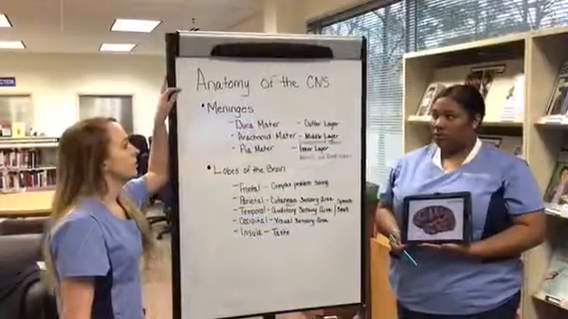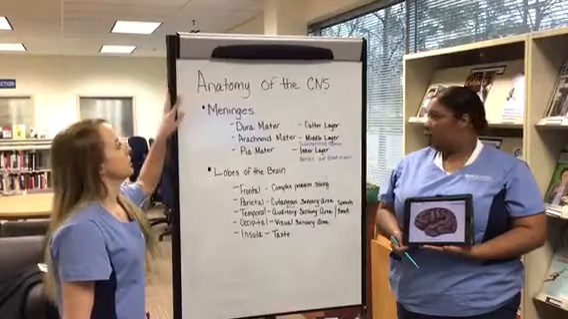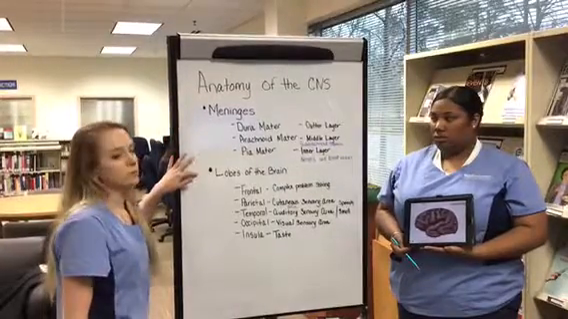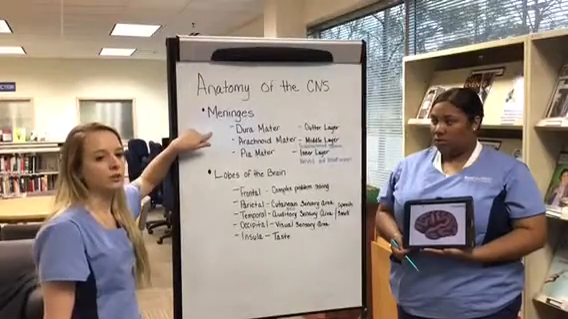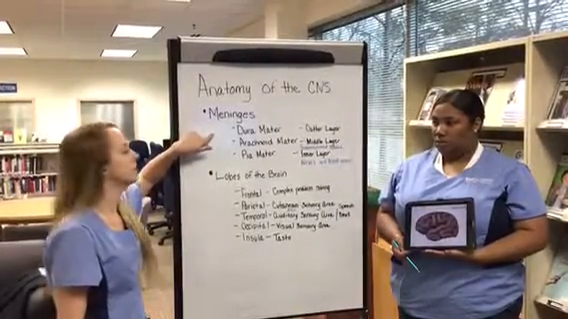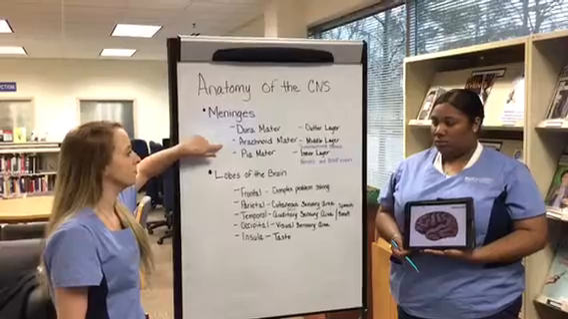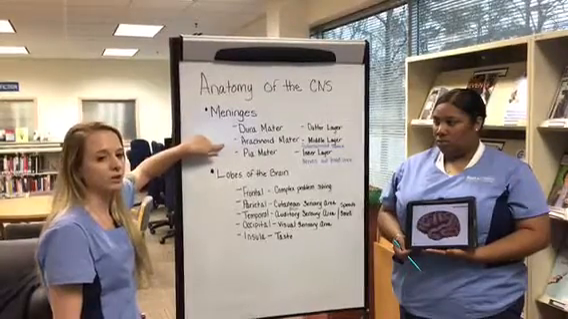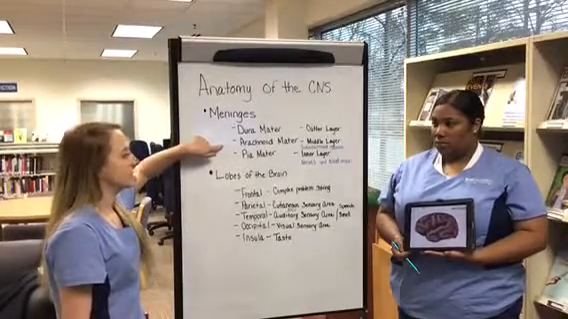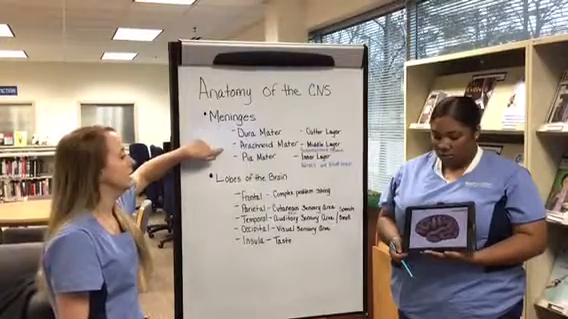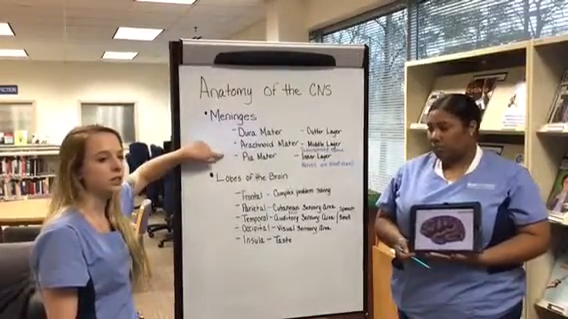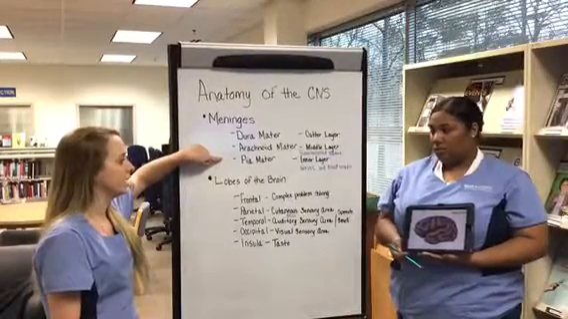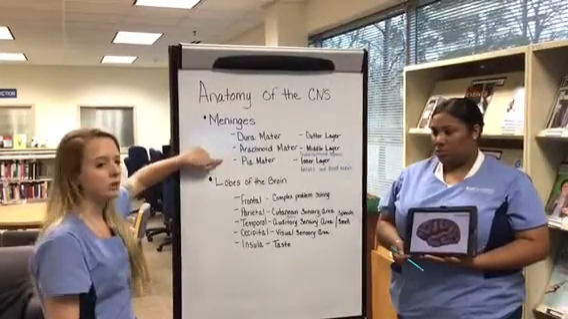Today we're going to go over the anatomy of the CNS, which contains the meninges and the lobes of the brain. In the meninges, there's the dura mater, which is the outer layer that contains the nerve cell bodies. And then we have the arachnoid matter, which is the middle layer that contains cerebral spinal fluid in the subarachnoid space. And then we have the pia mater, which is the inner layer that contains nerves and blood vessels.